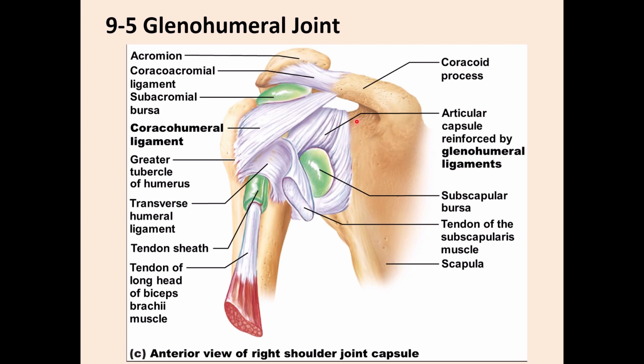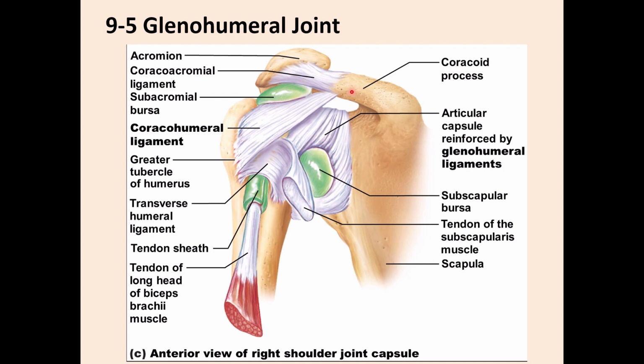Here again you look at these bony structures first, and then we can talk about the joints. Okay, so this is the scapula, right? This is the glenoid cavity here. This is the coracoid process. This is the acromion, and this is the humerus. So look at the ligaments here. This one is connecting the coracoid process to the acromion, and that is called the coracoacromial ligament.